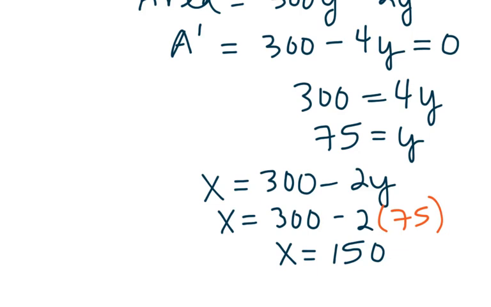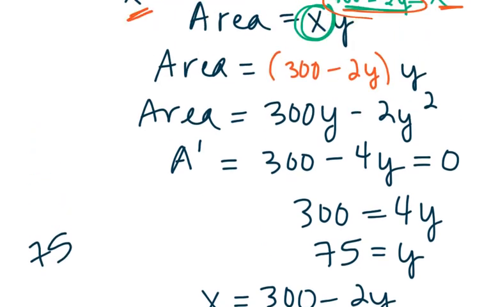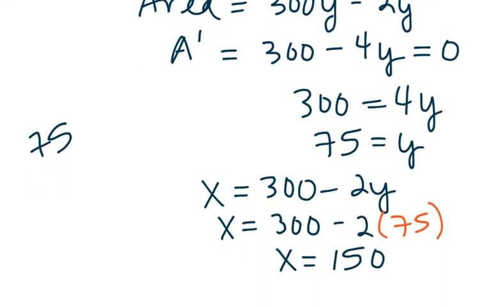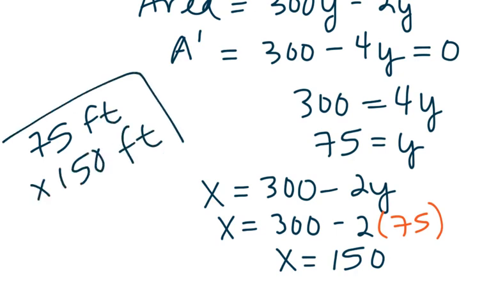So what are the dimensions that the farmer should use to construct the pen for the largest possible area? It should be 75, and what unit are we in? 75 feet, I'm assuming. Yep, feet, by 150 feet. So that is the dimension that he should use to have the largest possible area.